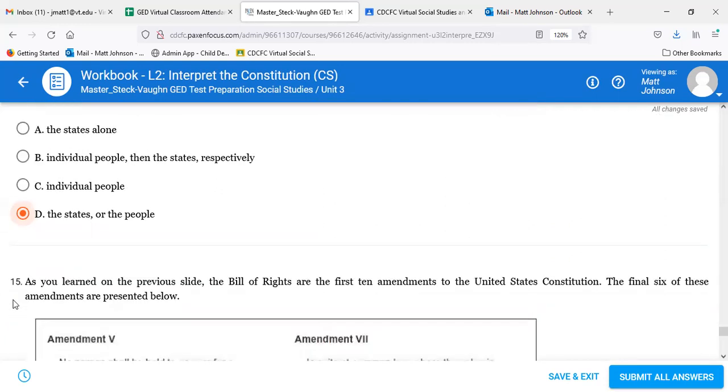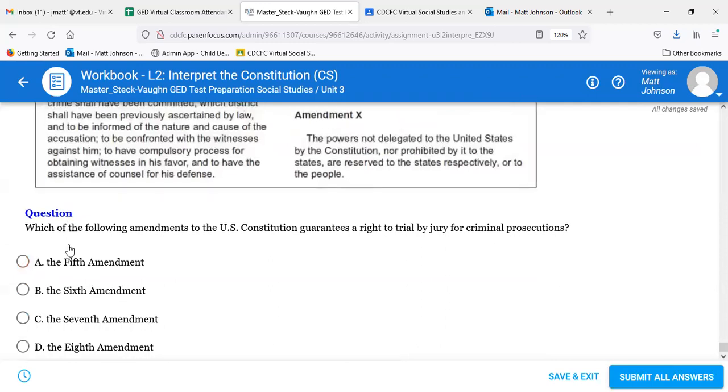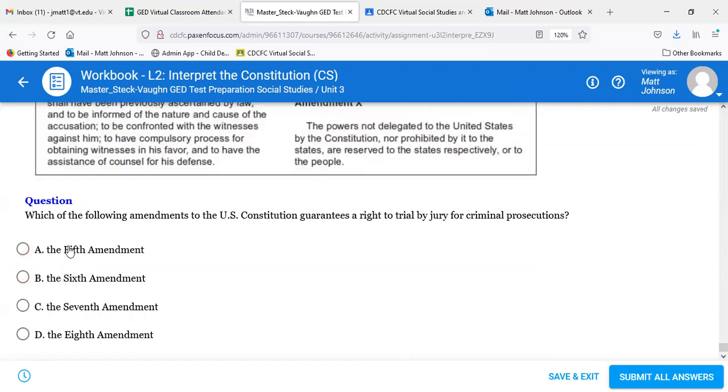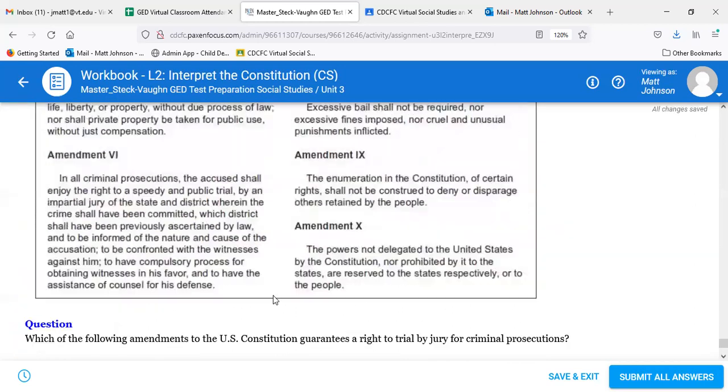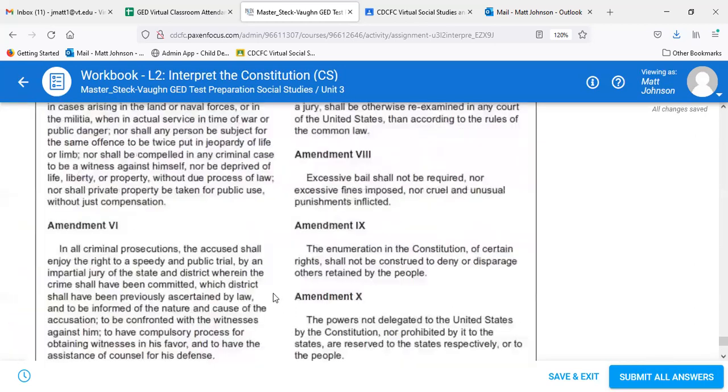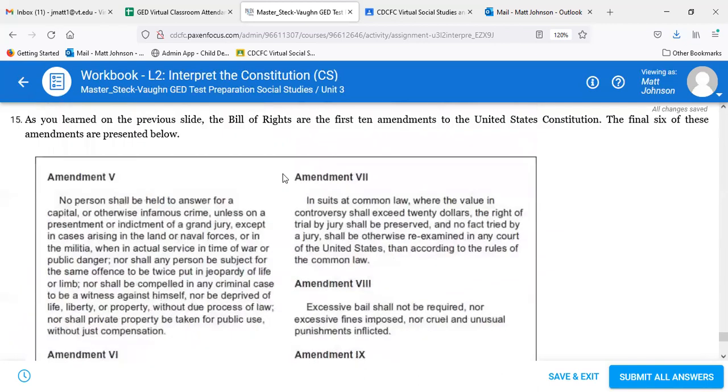And then I'll finish off here, number 15. As you learned on the previous slide, which of the following amendments to the U.S. Constitution guarantees a right to trial by jury for criminal prosecutions? Is it A, the Fifth Amendment, B, the Sixth Amendment, C, the Seventh Amendment, or D, the Eighth Amendment? C, yes, C, the Seventh Amendment. So that was a Roman numeral.